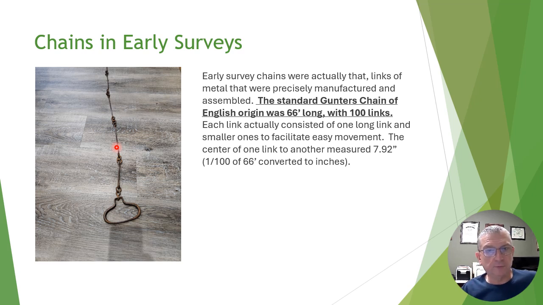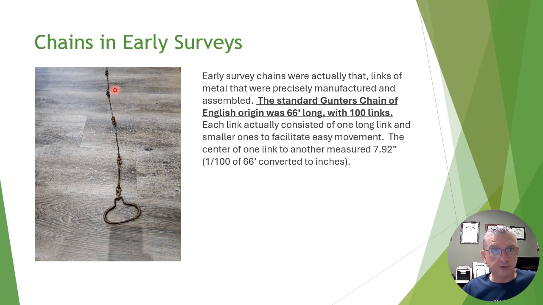So the link would usually consist of this one long link and then smaller links to facilitate easy movement. The handle would usually have a swivel in it, and that's where you would measure from. And right here at the square face of the handle is where the distance in chains would be measured to. Now we also look at chaining pins and some things along the way, which we'll get to, which could make for more accurate chaining.